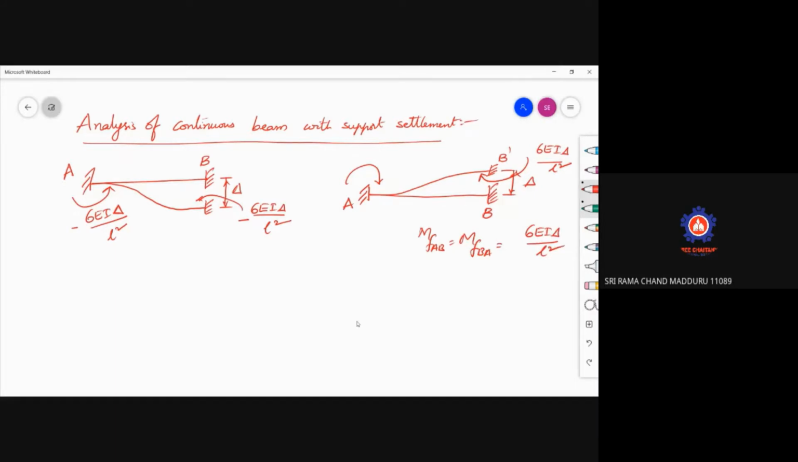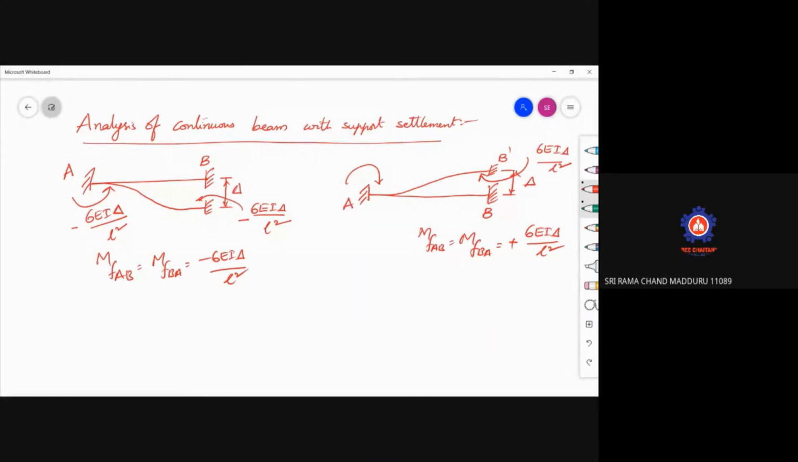So here in this case, MFAB is equal to MFBA is equal to minus 6 EI delta by L square, whereas this one is plus 6 EI delta by L square. That we need to understand regarding the analysis of continuous beam with support settlement.